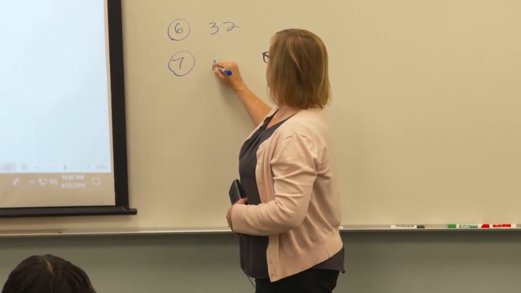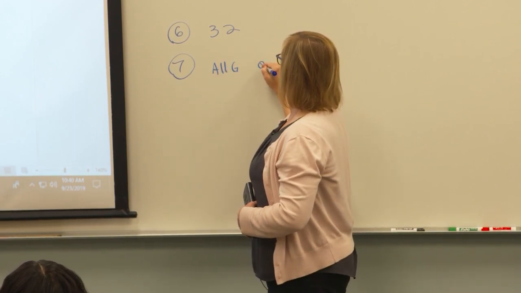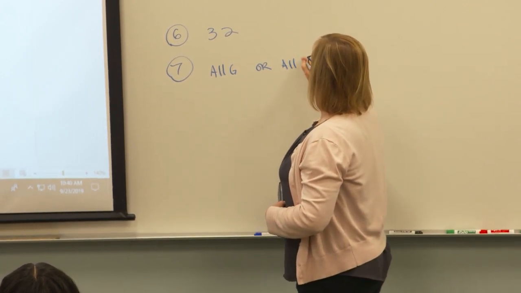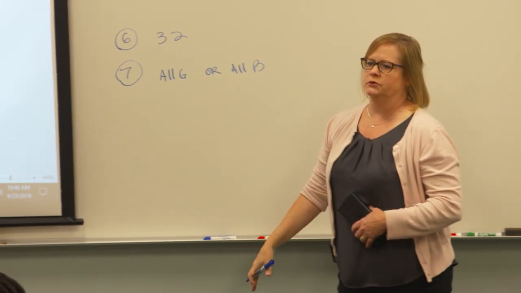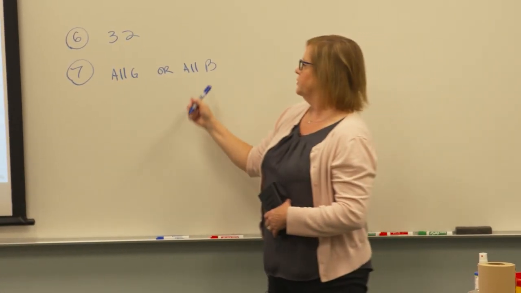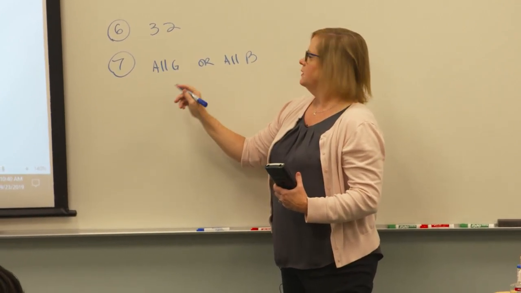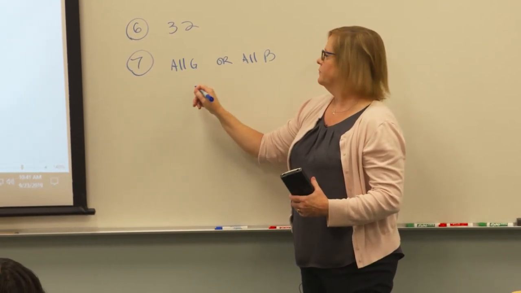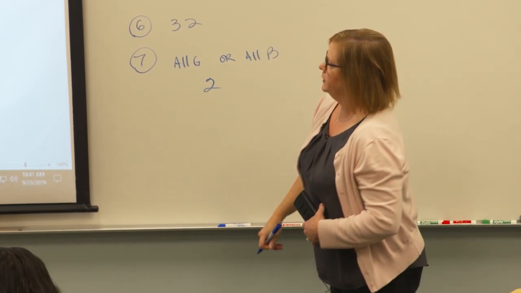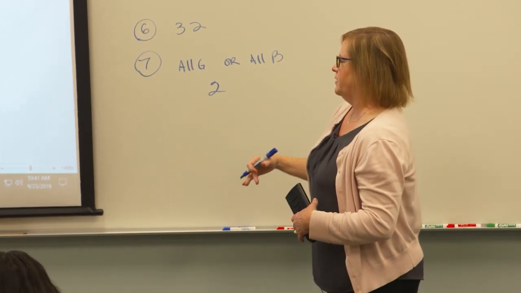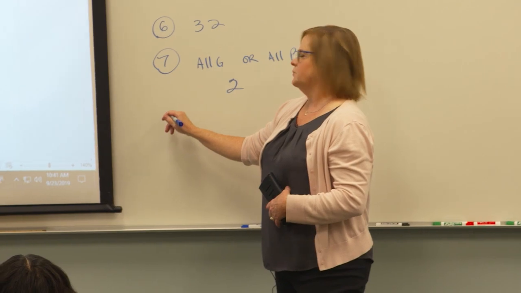So the number of all girl or all boy. Think about what those 32 looked like. How many of them look like this? 2, yeah. And the or, you can just add. Yep, there's 2 of them. Okay, so what's the probability a 5-child family has either all girls or all boys?